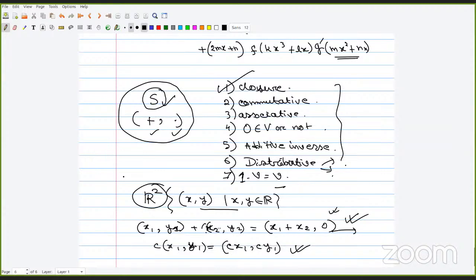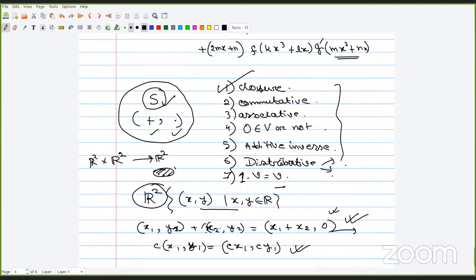Closure means, addition is an operation from R2 cross R2 to R2, I mean from V cross V to V, right? So basically, what you get here, is it inside R2 or not? That you have to check. Whether I am getting all of R2 or not does not matter. It should be inside the set you have given. Is it clear, sir? Yes, now it is clear.